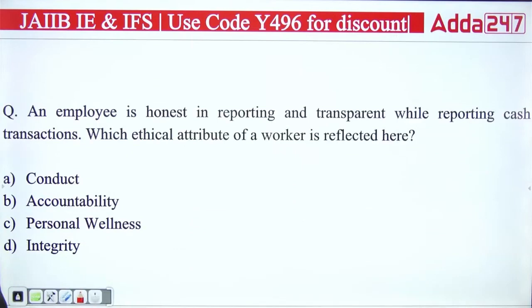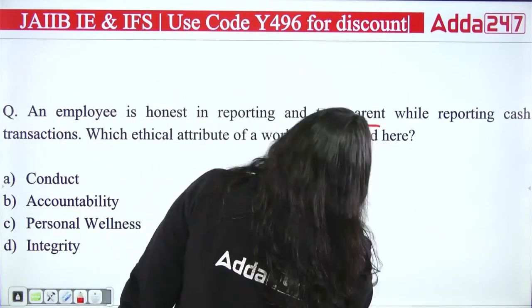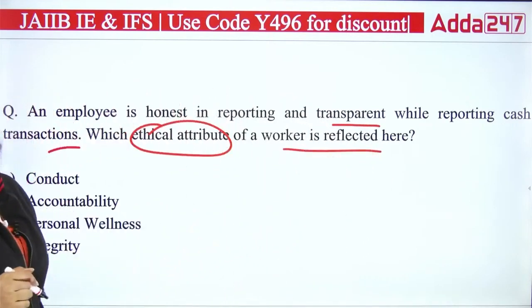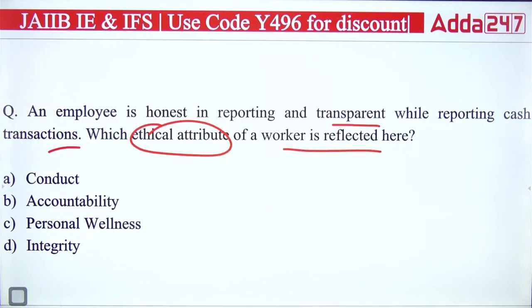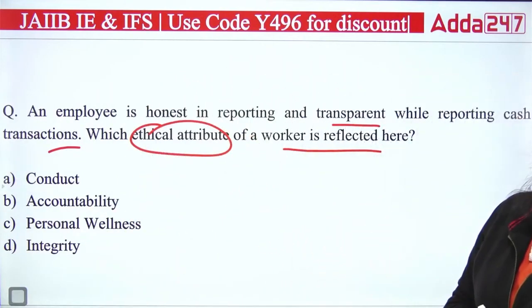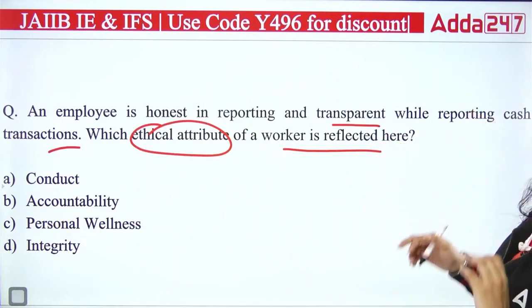Next. An employee is honest in reporting and transparent while reporting cash transactions. Which ethical attribute of a worker is reflected here? So we're talking about an employee who is honest in reporting and transparent while reporting cash transactions. So an HR professional in your company is being honest in all the reporting of your business, in all the databases of your business regarding financial transactions. He is being honest in reporting each and every data in your organization and being transparent while reporting the transactions.